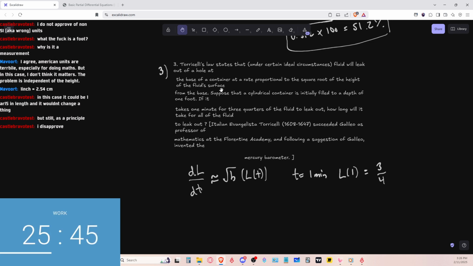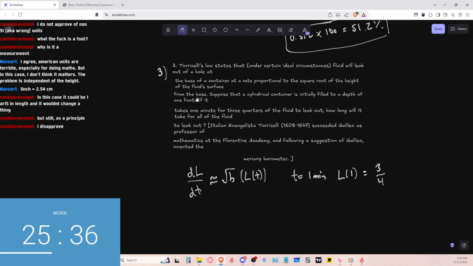So suppose that the cylindrical container is initially filled to a depth of 1 foot. If it takes 1 minute for, okay, so I'm guessing the height is 1 foot.